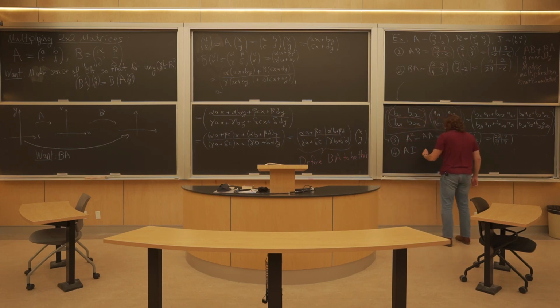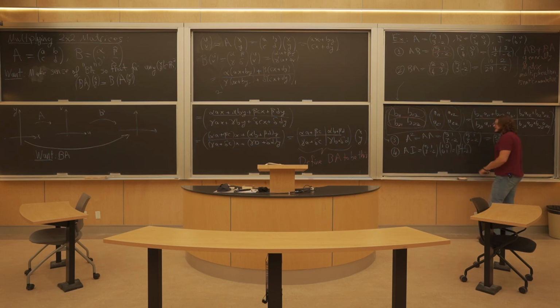Okay, I'm just going to write it down again. 5, 1, 3, minus 2, times 1, 0, 0, 1. Okay, it's going to be a 2 by 2 matrix. 5 times 1 is 5, plus 1 times 0 is 0, so this is 5. And then 5 times 0 is 0, plus 1 times 1 is 1. And if you keep going, you're going to realize that you get back A.